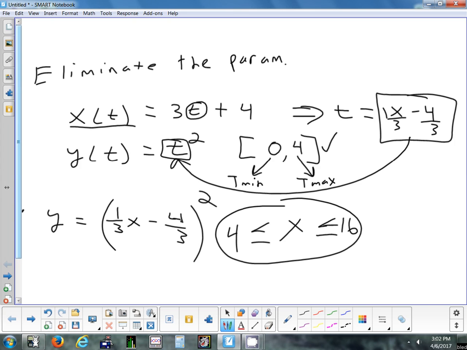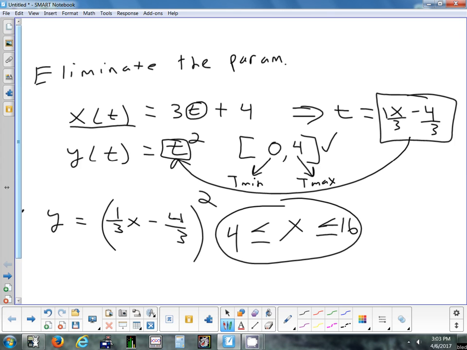So when you're eliminating the parameter, you're actually finding what it can be in between, not what it actually is, because there could be many different values for x. Yep, and you can pick anything between 4 and 16. How do you know it was 0 and 4? That was given. So that'll be given, yeah.